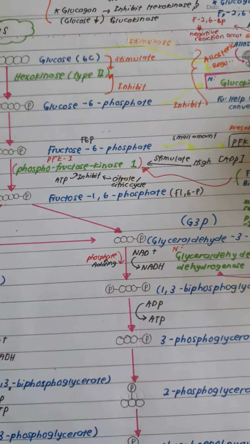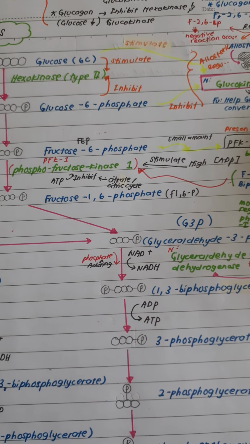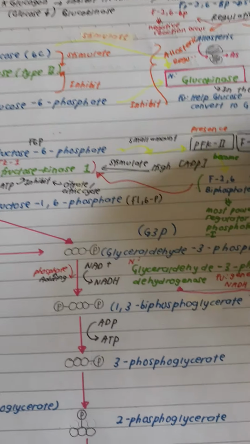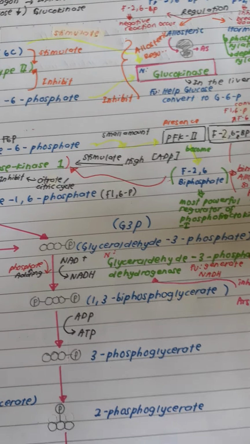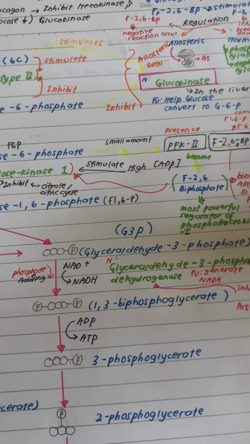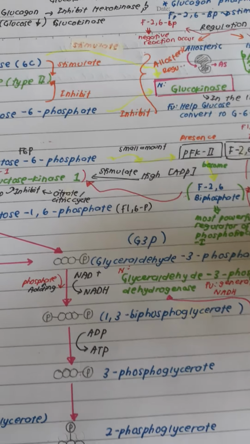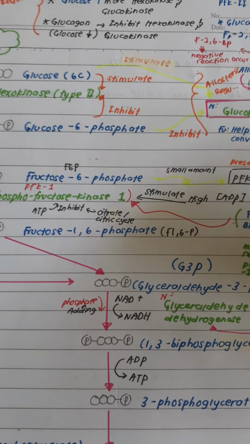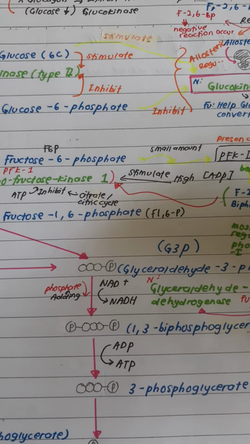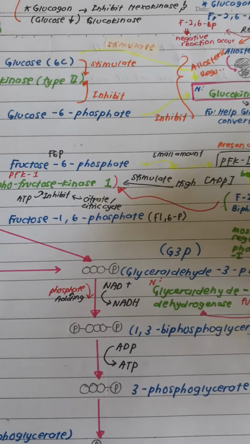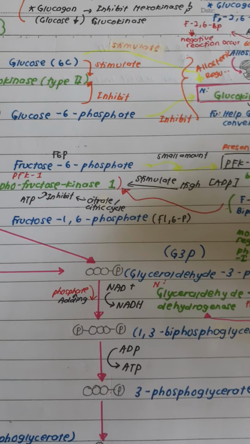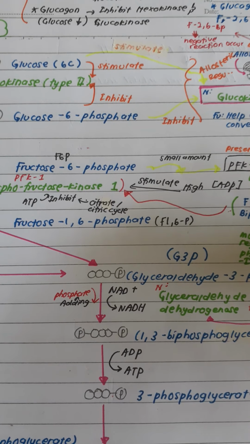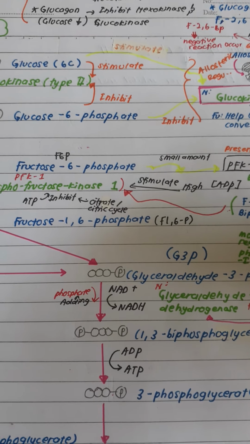In this process, small amount of fructose 6-phosphate in the presence of PFK2, which is phosphofructokinase 2, will become fructose 2,6-biphosphate, which is the most powerful regulator of phosphofructokinase 1.